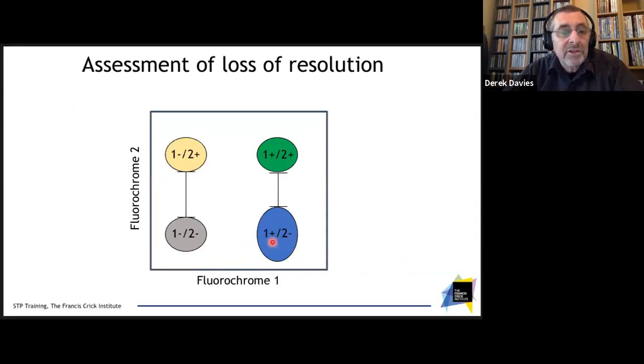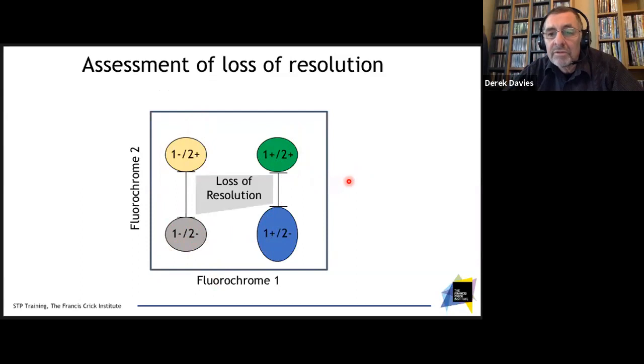If we're looking at a very simple two-color experiment, I've got a double negative population, a double positive, and then two single positive populations. Now, if I'm just looking at these two, something that's negative for fluorochrome 1, I've got this much space to see something that's weakly positive. Whereas if I'm looking at things that have been stained with both of those fluorochromes, because of this data spread I get here, I've now only got this much space to see something that's weakly positive. So I get some loss of resolution.